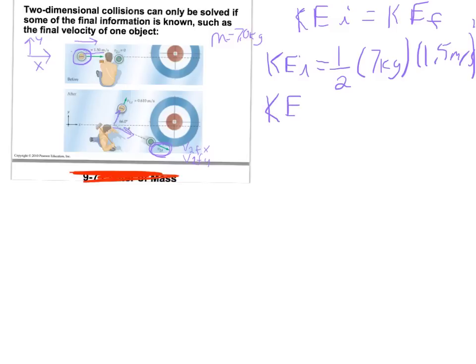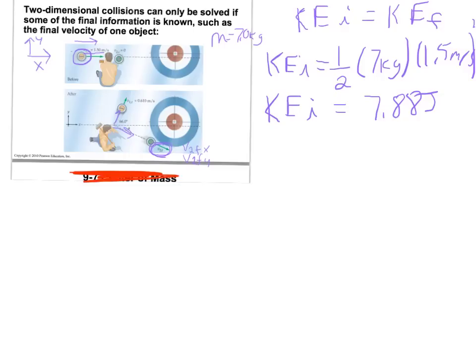The only thing that has kinetic energy at the beginning of this problem is that first stone. So KE initial equals 1/2 times 7 kilograms times 1.5 meters per second squared. So the initial kinetic energy is 7.88 joules, if you multiply that all out. Now that has to be equal to our final kinetic energy.